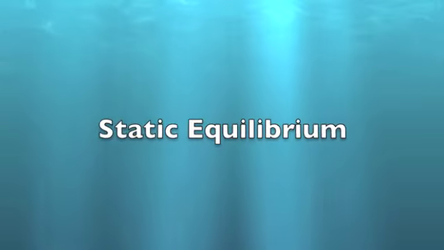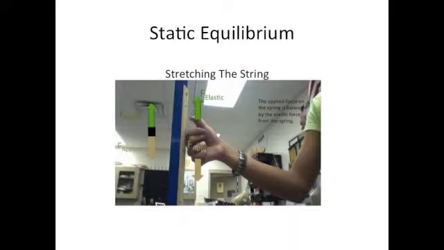Static equilibrium is when an object is at rest. An example of static equilibrium is stretching a string. The applied force on the spring is balanced by the elastic force from the string.